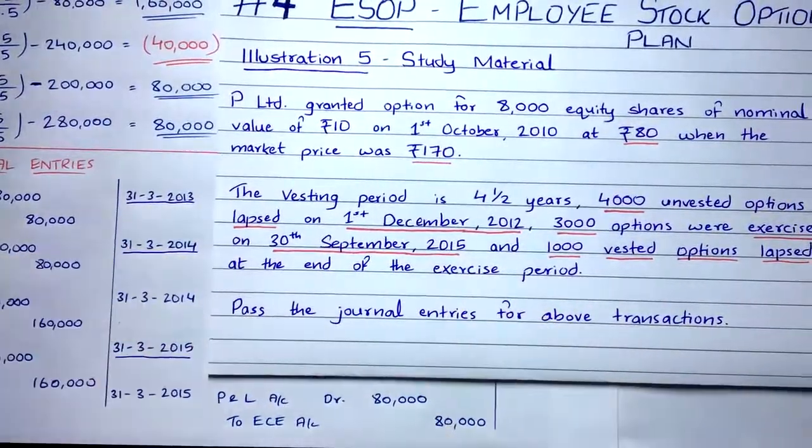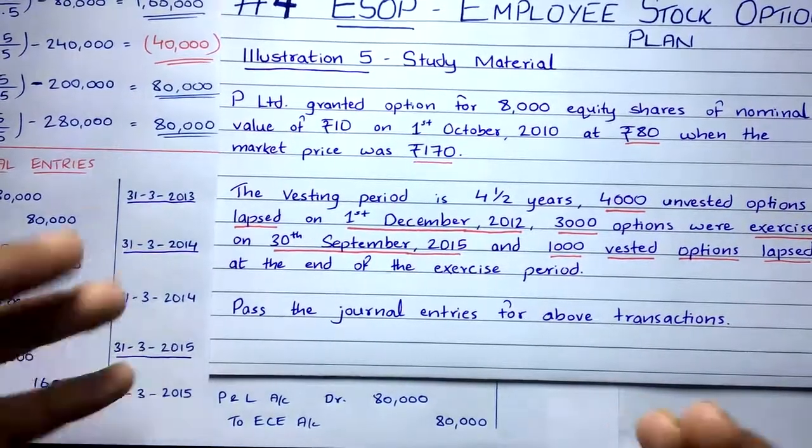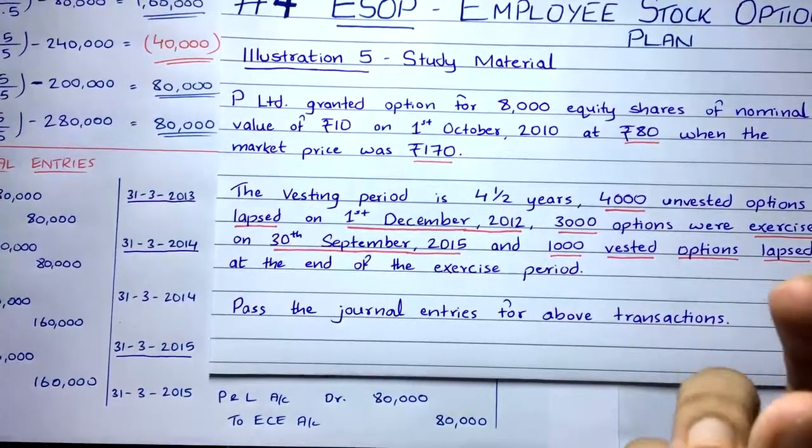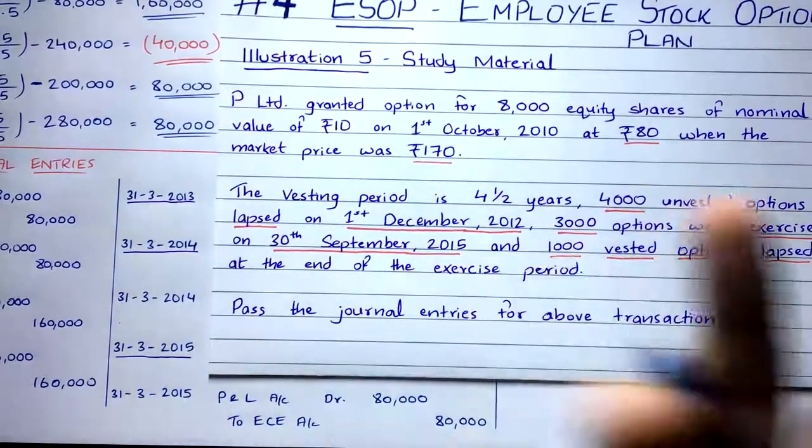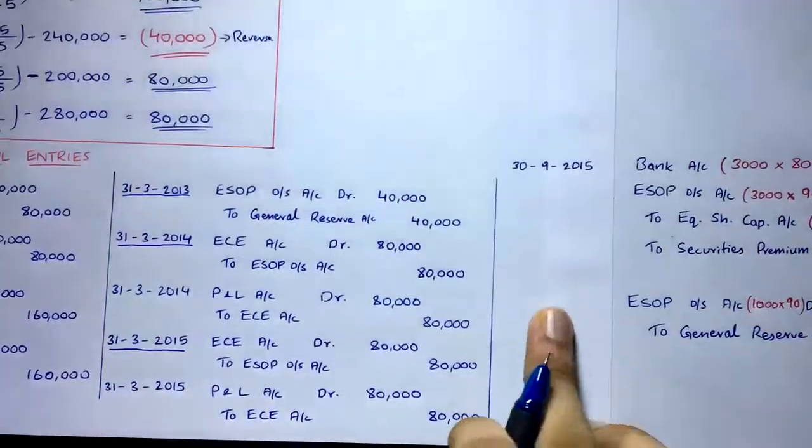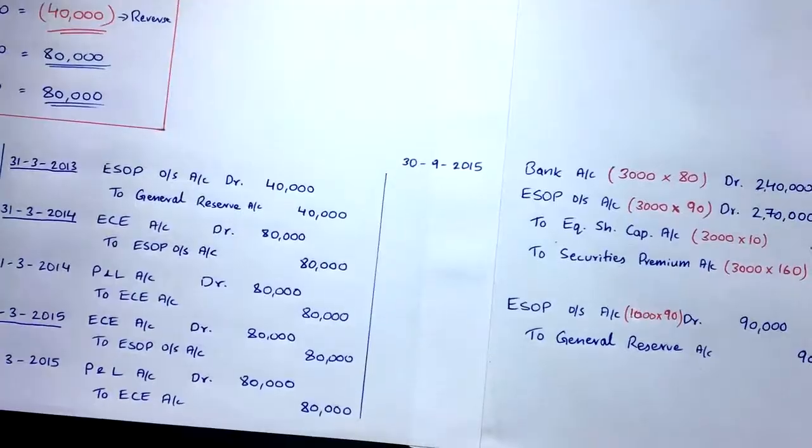Now we don't know what's the end of the exercise period, because here they have not mentioned the time of the exercise period, whether it is 6 months, 1 year, 2 months, 3 months. So we can't take the date over here for this transaction. Yeah, you can mention a note below if you want.